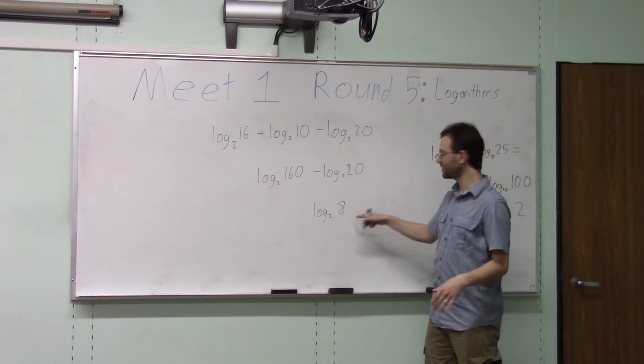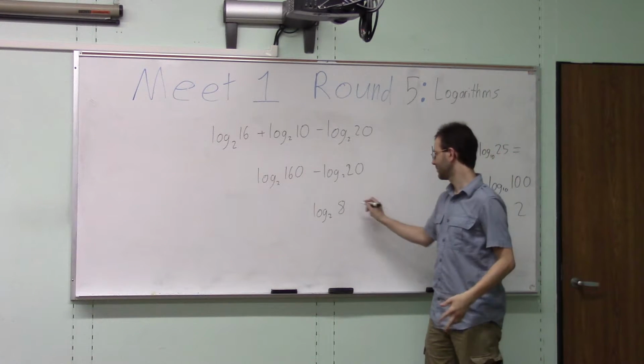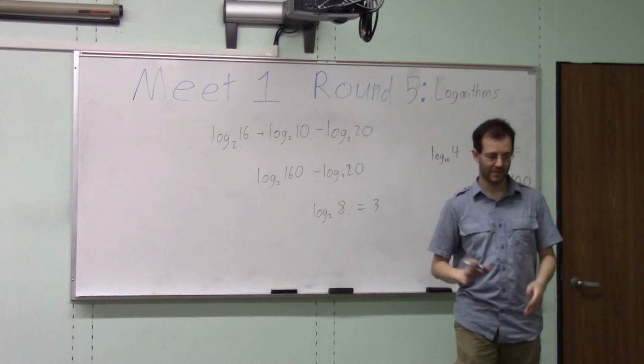How many 2's are there in 8? There are 3 2's in 8. 2 times 2 times 2. The answer to that is 3. And it's a pretty straightforward question.